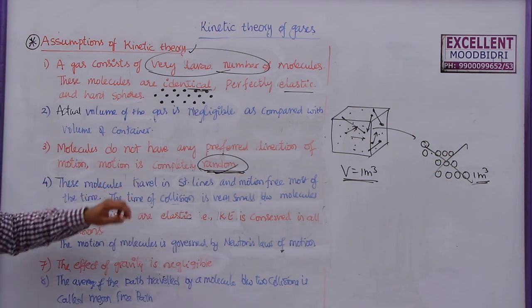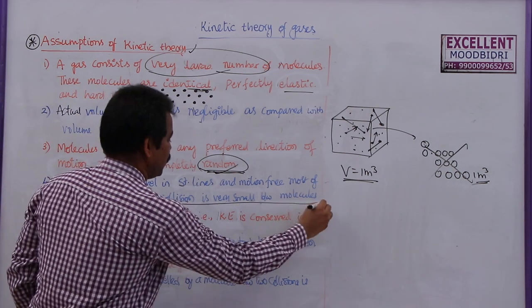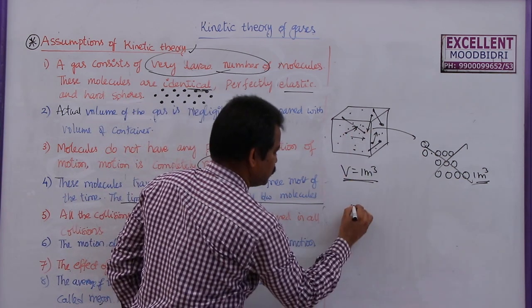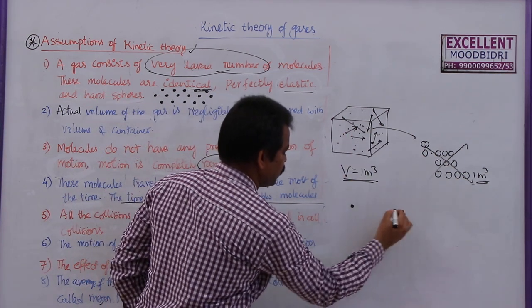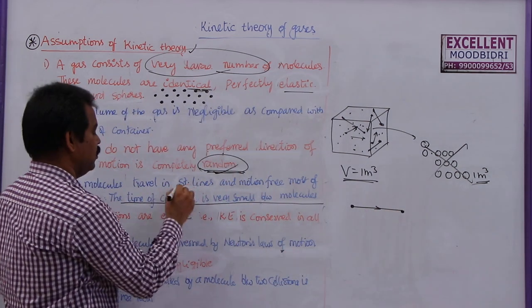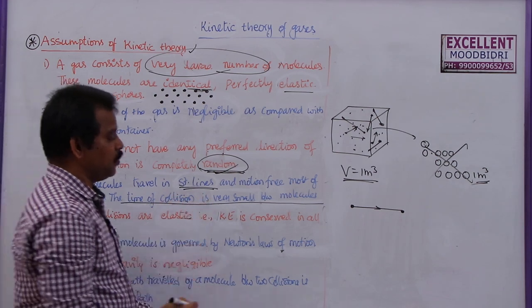These molecules travel along a straight line in a free path for the same time. The time of collision is very small between two molecules. Between two collisions, suppose you take one gas molecule here and one more gas molecule here, and it is moving towards this one, it always moves along a straight line. But after that, the time of collision is very small.